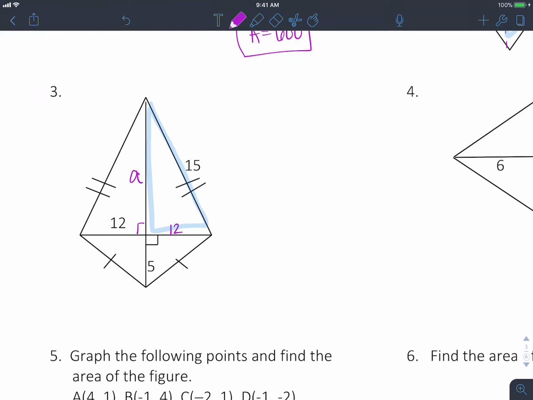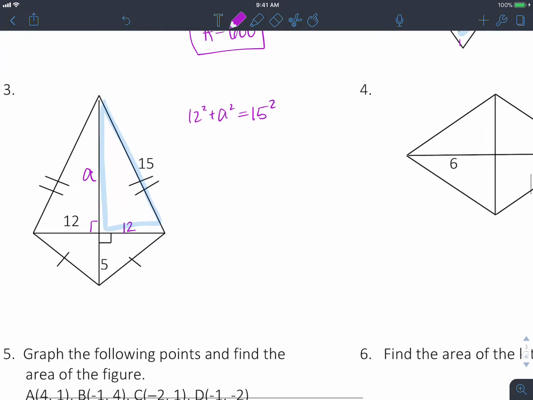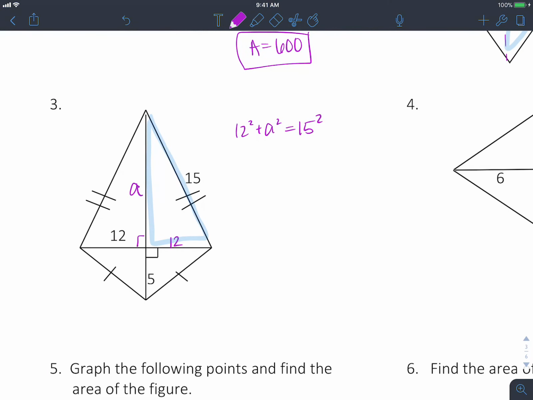We need to know this length. So we get 12 squared plus a squared equals 15 squared. If you calculate that all out, you get a equals 9. So the length there is 9. So diagonal 1 is going to be 24, and diagonal 2 is going to be 5 plus 9, which is 14. So our area is going to be 1/2 of 24 times 14, which gives us 168.